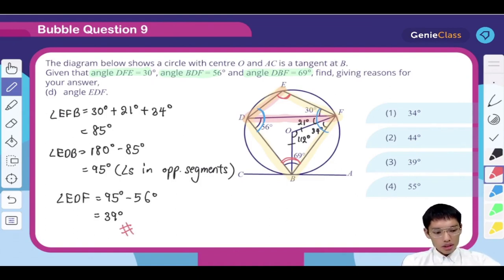So, a lot of properties you have to know. Try to zoom out from the picture if the figure does not help you. Those are some tips that you can use.